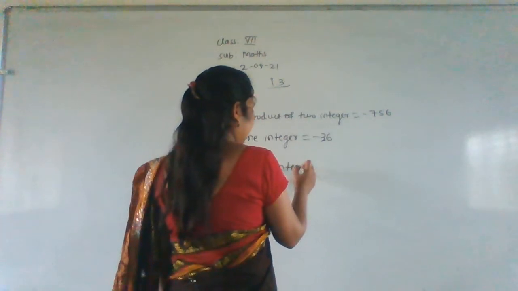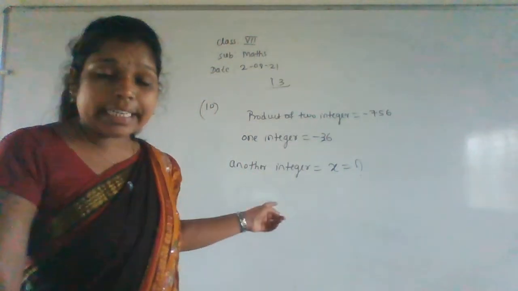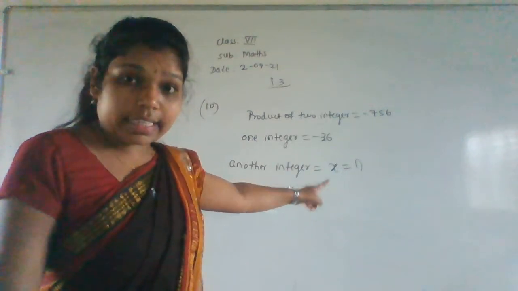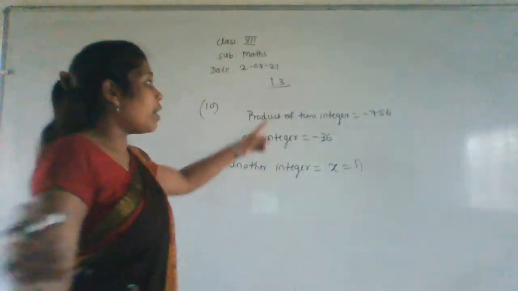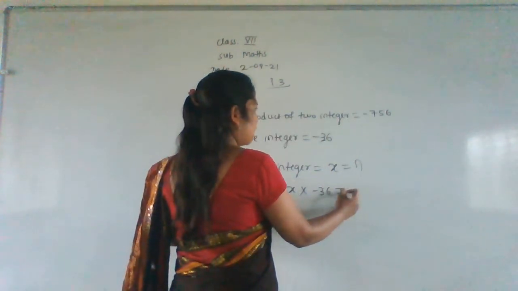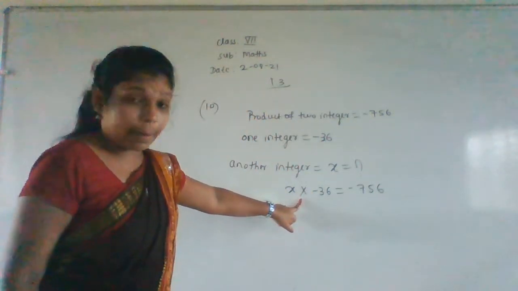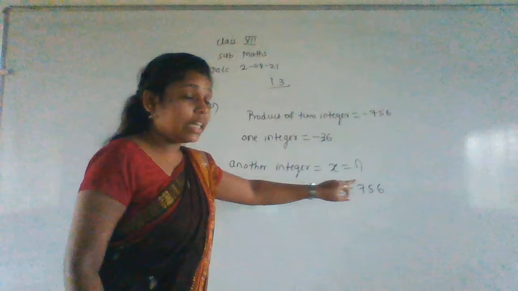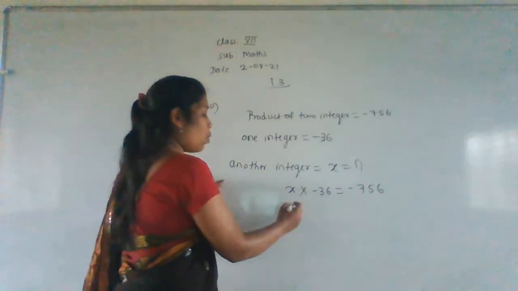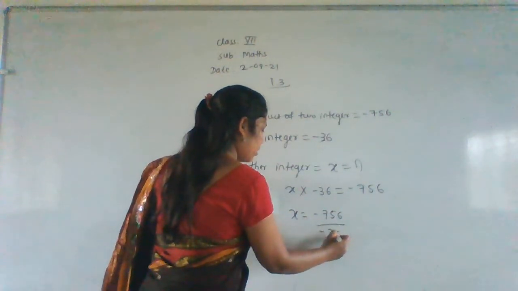The other integer is considered as x here. I don't know that integer, for that reason I am considering that value as x. We have to find x. Product means we have to multiply: x multiplied by minus 36 is equal to minus 756. So here multiplication is there. If we take this value to the RHS side, it will go to the denominator. So now x is equal to minus 756 divided by minus 36.